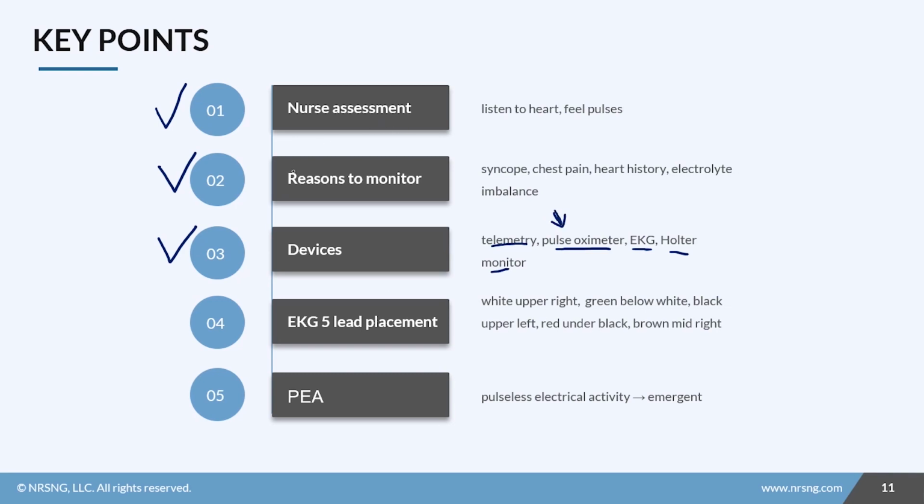The 4th important thing to remember is the EKG 5-lead placement. So just remember white on right, snow over grass, black upper left, smoke over fire, and chocolate warms my heart. Sometimes even drawing these out might help you a little bit. The last thing that I would like you to remember is that PEA stands for pulseless electrical activity, and it is an emergent situation. The patient does not have a pulse in this situation.